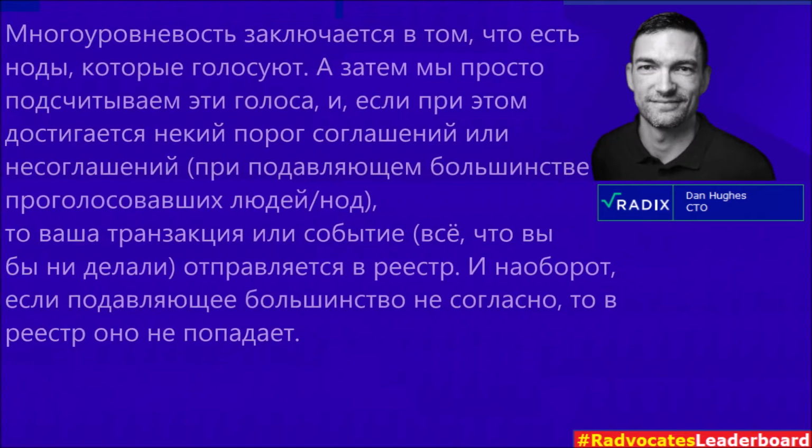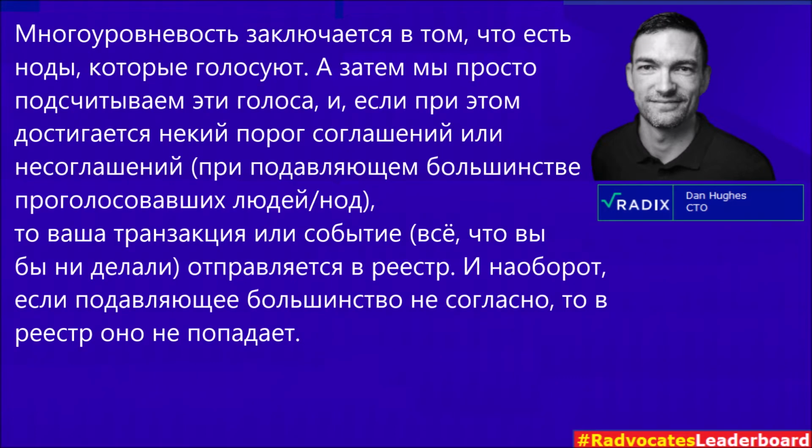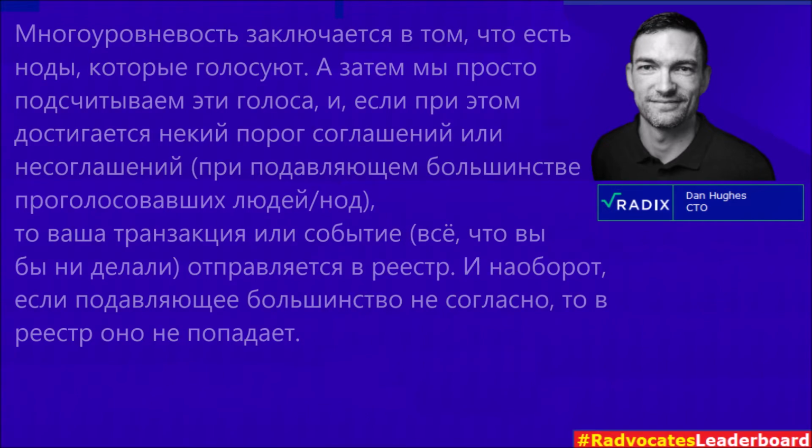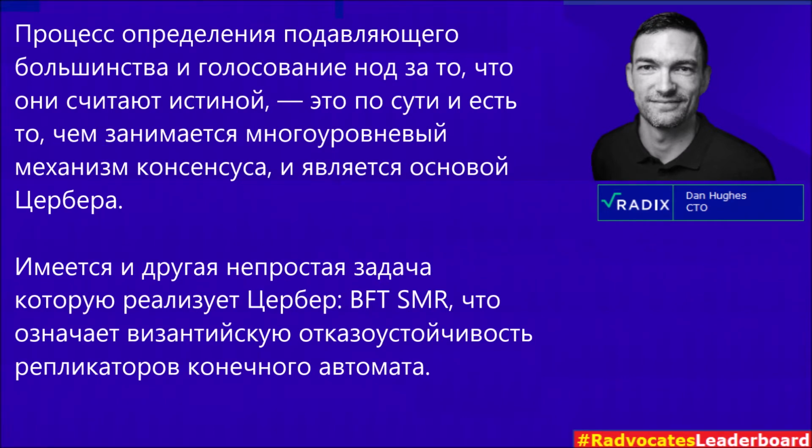consensus mechanism. Multi-degree means that you have nodes that are voting. Then you generally count those votes, and if you breach some threshold of agreement or disagreement, which is generally a supermajority of the nodes that have voted, then your transaction, your event, whatever it is you're doing, gets committed to the ledger. And if a supermajority disagree, then it doesn't get committed to the ledger. So driving with the supermajority and nodes voting on what they think the truth is is essentially what a multi-degree consensus mechanism does, and that provides the foundation for Cerberus.